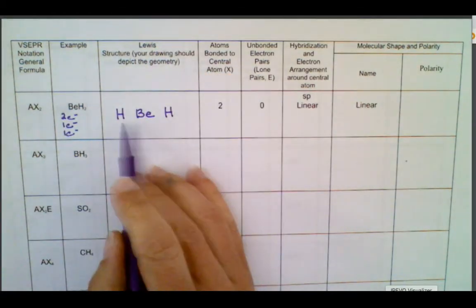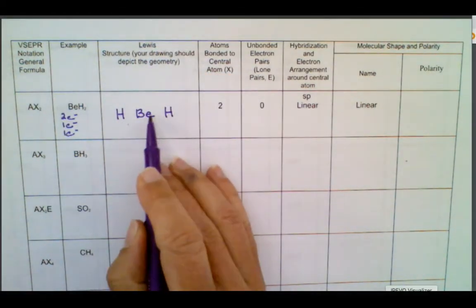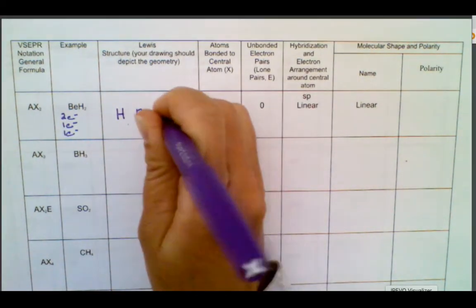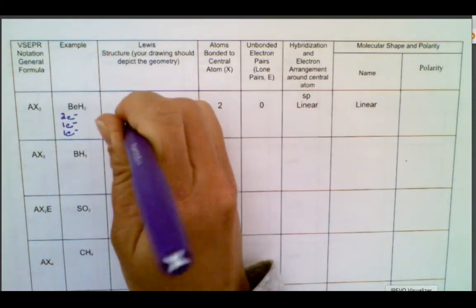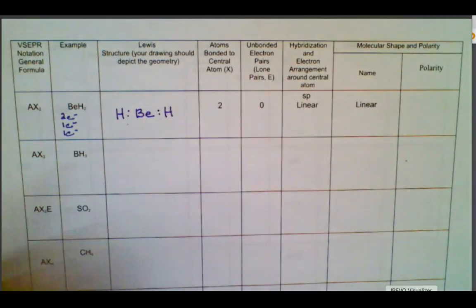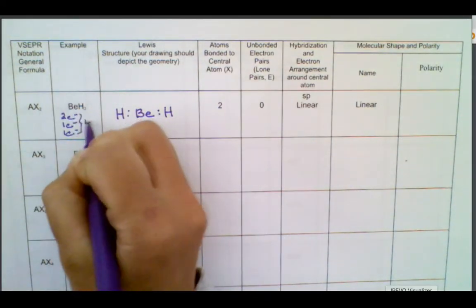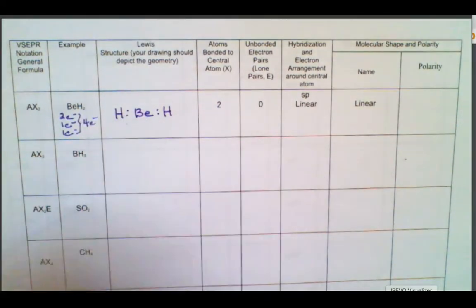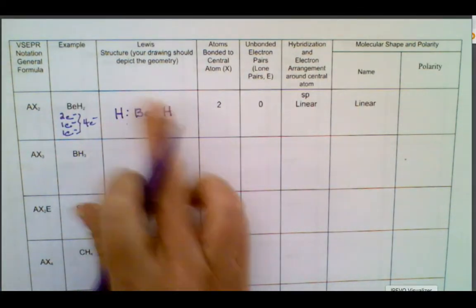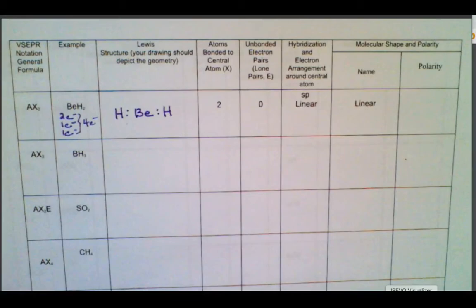So remember, the rules are we put a pair of electrons between each central atom and the peripheral atoms. And then any extras would go to fill the octets of the peripheral atoms. But in this case, we only have 4 electrons that we are working with. So in this particular scenario, we have 2 bonding pairs on the central atom, and there are no lone pairs.